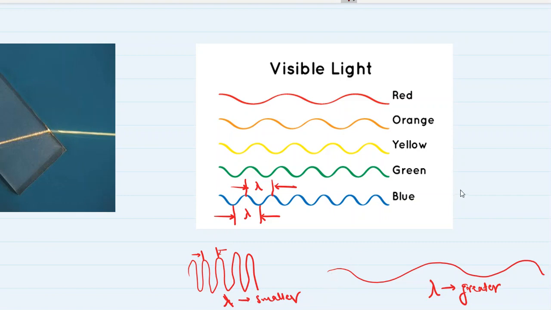As you can see, visible light is made up of 7 constituent colors, which is VIBGYOR, not violent: violet, indigo, blue, green, yellow, orange, and red. Violet has the least wavelength, and red has the maximum wavelength.